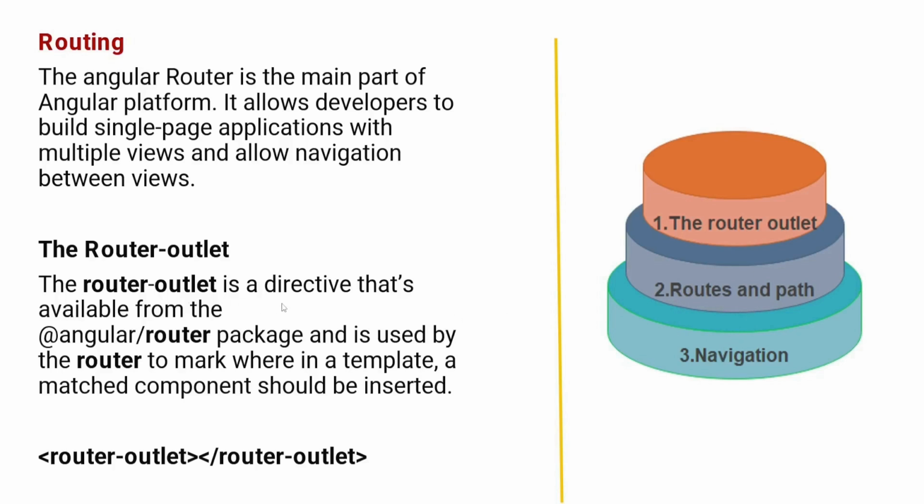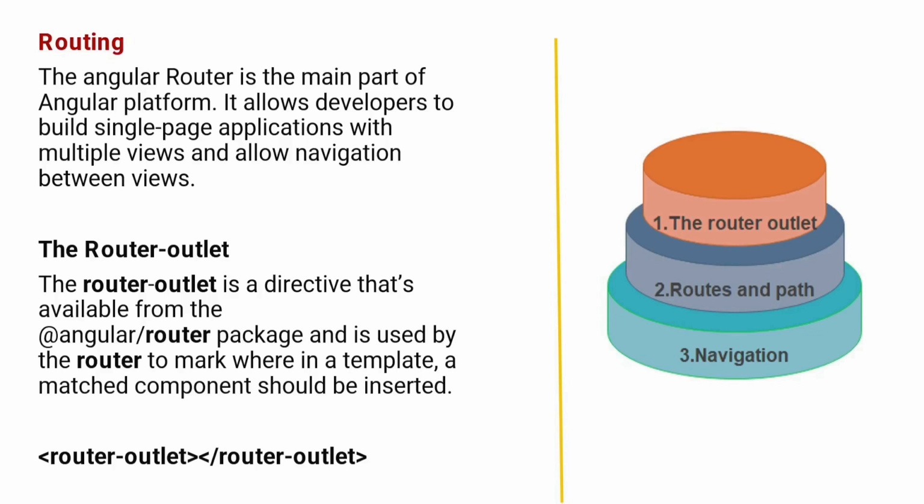Router outlet is a directive that is available in the @angular/router package, and it is used by the router to mark where in a template a matched component should be inserted. So it basically tells Angular where in your page whatever route is matched should go. Router outlet is like a placeholder where at runtime you decide where the target content of the matched route or navigation should be shown.